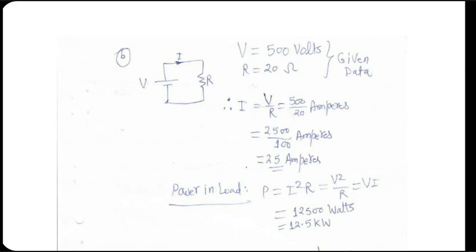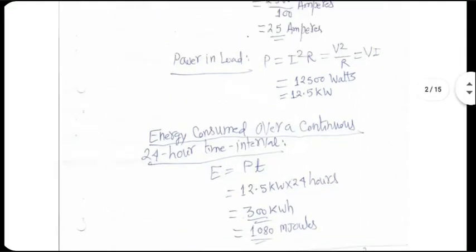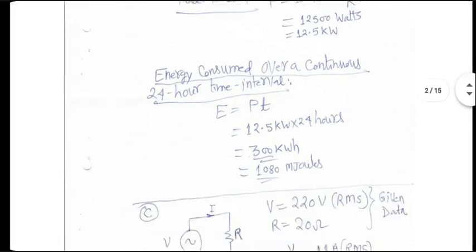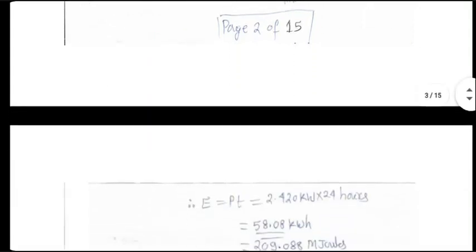Nothing new here. Okay. Part C is energy consumption. So you take the power multiplied by the time given. You get the answer. But double check all the calculations. Okay. Part C is where AC comes in. Even here, it's not that difficult. You take the voltage divided by resistance, you get the current. Everything is RMS as far as voltage and current are concerned. So VRMS multiplied by IRMS will give you the power, multiplied by time to get the energy.